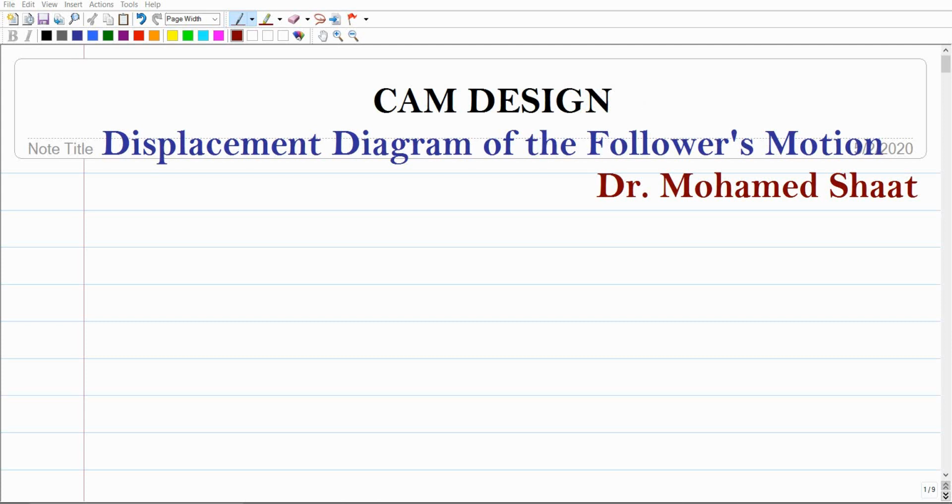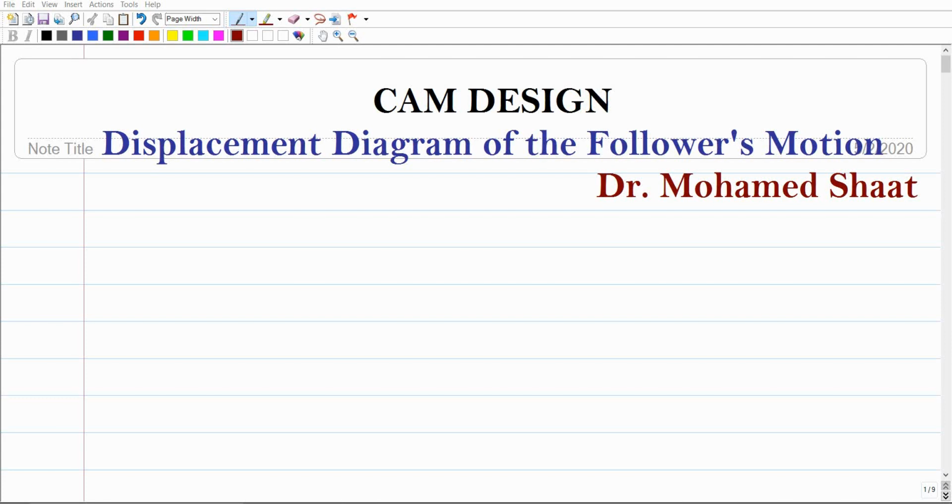In this video, we're going to continue the cam design topic for this course, and we're going to focus on the graphical representation of the displacement diagram of the follower's motion. We discussed in the previous video that we have three different events for the follower motion. The follower would exhibit some rise and then dwell, then return back again. There would be one more dwell period for the follower motion during the complete cycle of rotation of the cam. The cam just exhibits rotational motion.